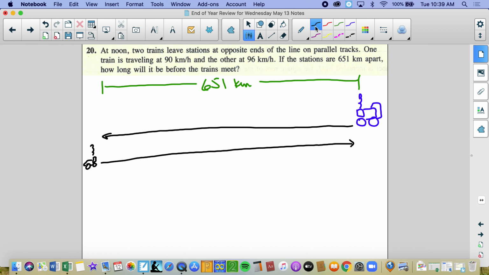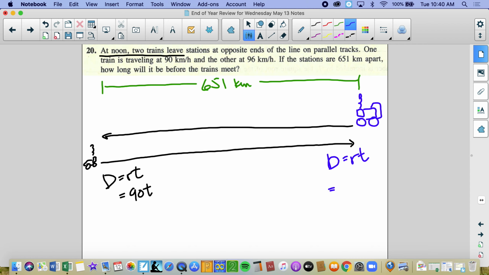Good. And one's traveling, so we'll say the rate of speed, well, let's do that in black so we know. So we're going to be using this formula. Distance equals rate times time, and distance equals rate times time. So the rate of speed of this black train is going to be 90. And we don't know how much time it's going to travel, but it's going to be t, because they're going to start at the same time. So two trains leave at noon. All right. So that's going to be that formula.